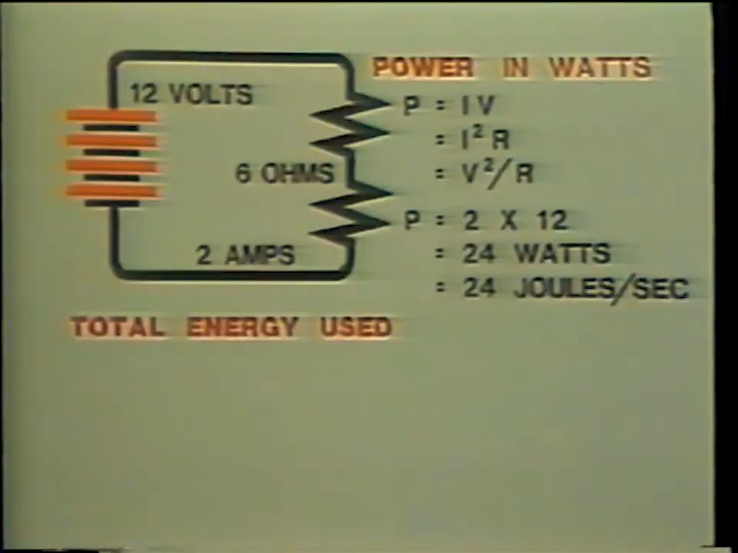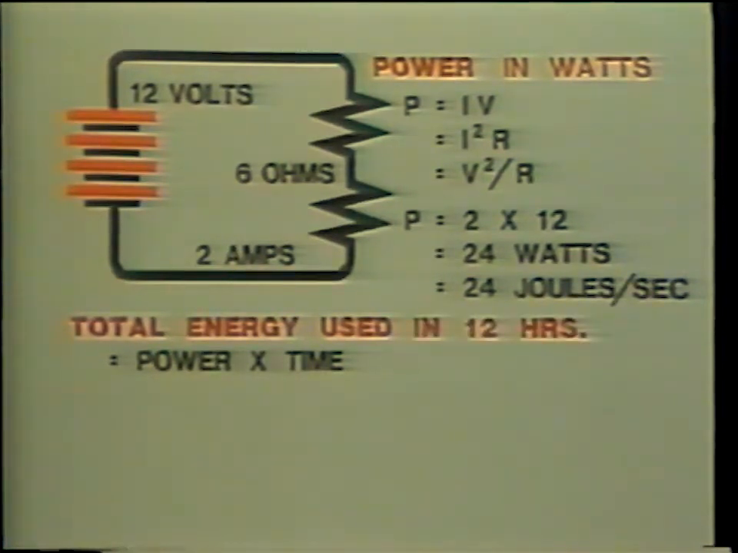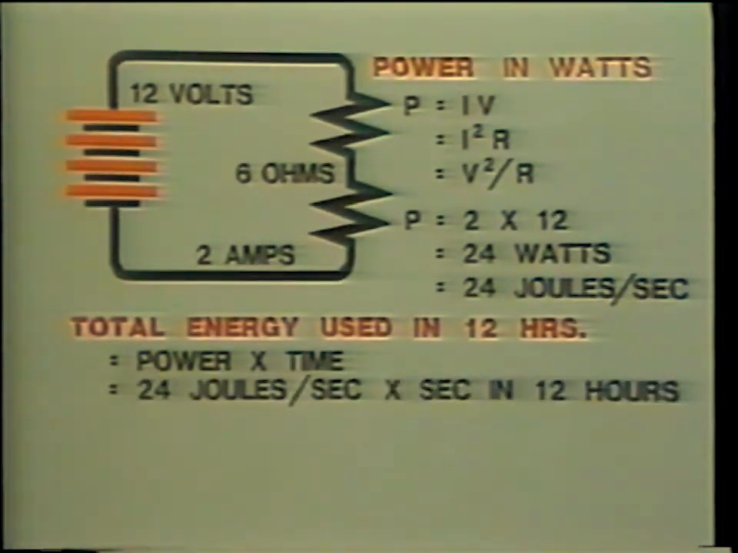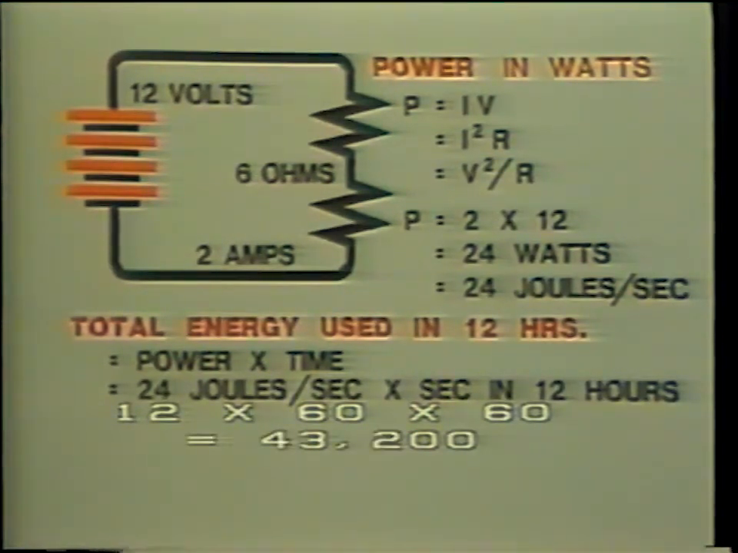If we wish to determine the total energy consumed, we must multiply the power by the time period involved. In our circuit, if we wish to know how much energy is consumed by the load in 12 hours, we multiply 24 joules per second by the number of seconds in 12 hours. Well, 12 hours times 60 minutes per hour times 60 seconds per minute works out to be 43,200 seconds.